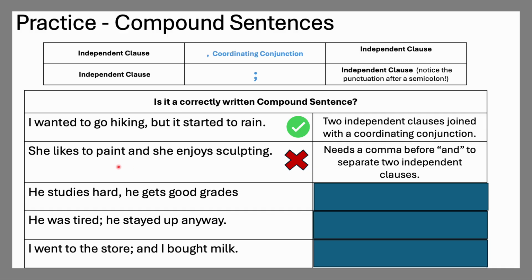So she likes to paint and she enjoys. We have our subject verb. What does she like to do? She likes to paint. She enjoys. What does she enjoy? She enjoys sculpting. These are two complete thoughts. So right here, I need to make sure I have the appropriate punctuation.